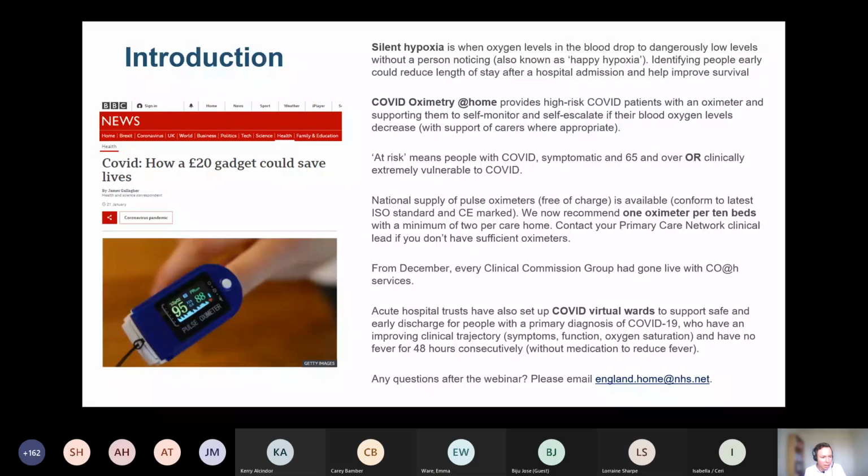And our aim is by identifying this earlier through pulse oximetry, we can then help people get the treatment they need faster and reduce length of stay and also help improve survival. So COVID oximetry at home is an approach for this to happen by providing pulse oximeters to people most at risk of COVID and supporting them or the carers to monitor their blood oxygen levels and escalate appropriately if these levels decrease. And importantly, at home includes care homes and people's general usual place of residence.